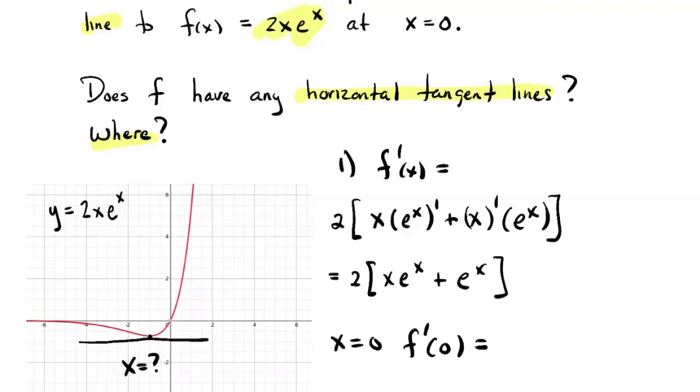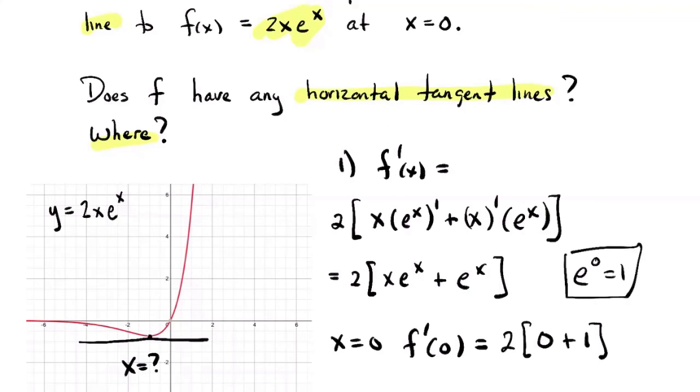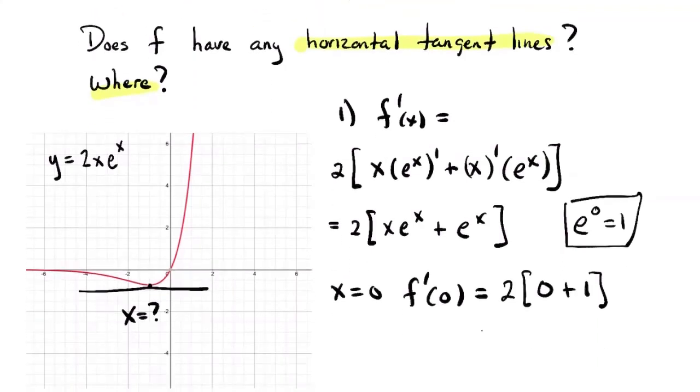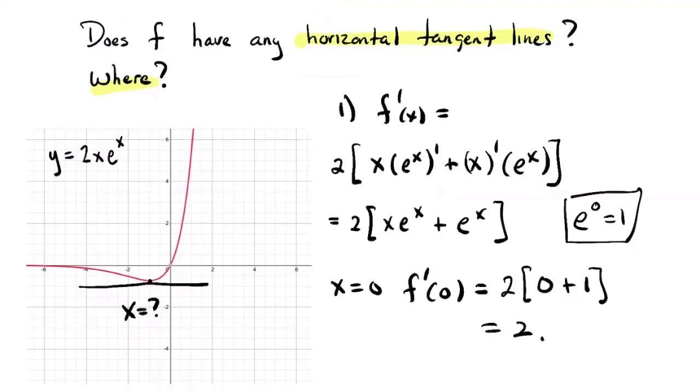So when you plug in 0 in there, you get 2 times the quantity, well, 0 times e to the 0, which is 0, plus e to the 0, which is 1, right? E to the 0 is 1. Any exponential function has y-intercept 0, 1. So our slope is 2 times 1, or 2. All right? So that's going to be our slope. That's our tangent slope.